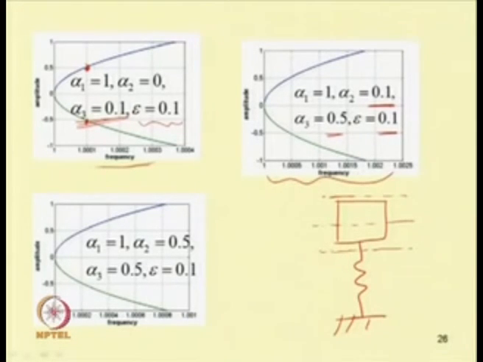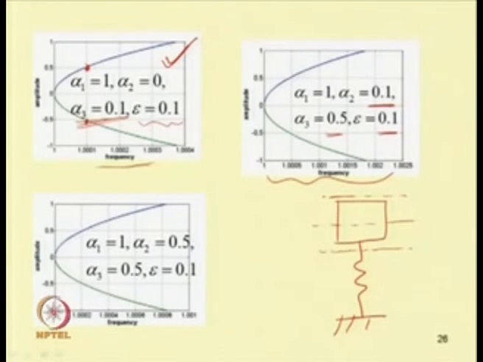So, here corresponding to amplitude 1, the frequency is nearly equal to 1.004, but in this case this frequency decreases. So, in comparison to this case, one can have a higher amplitude here, but with higher amplitude, this is the frequency.